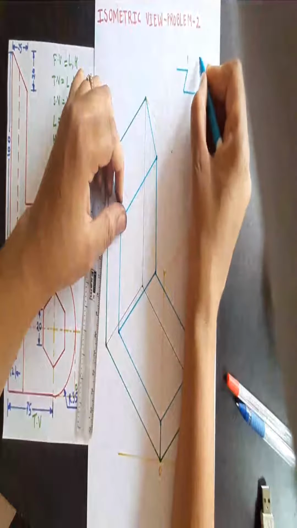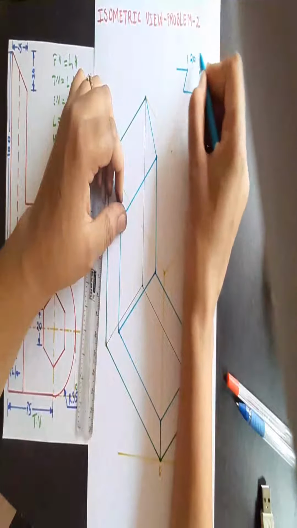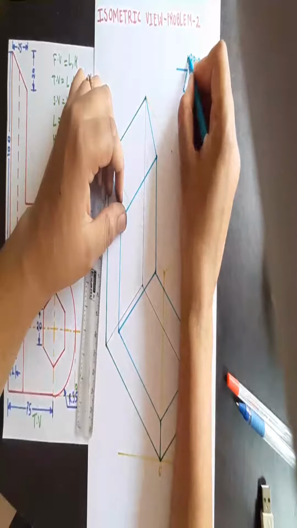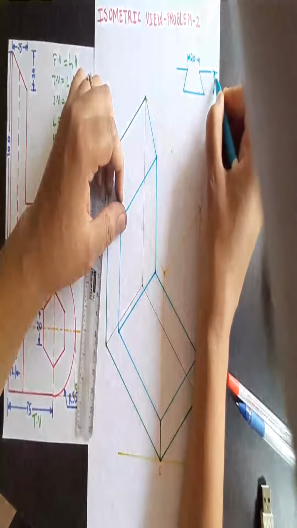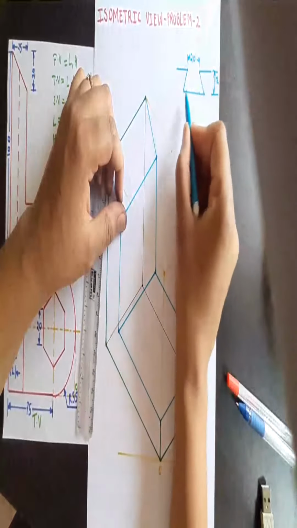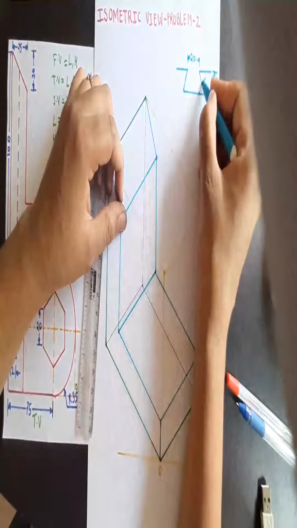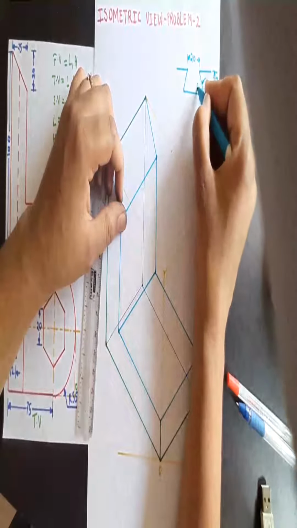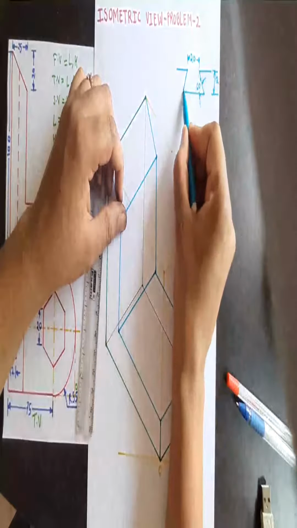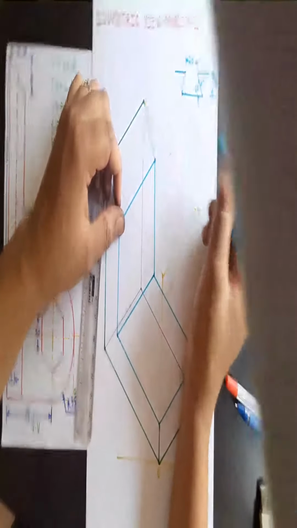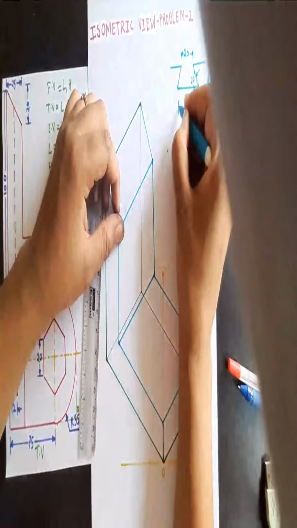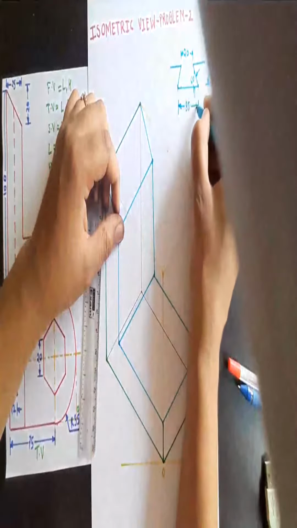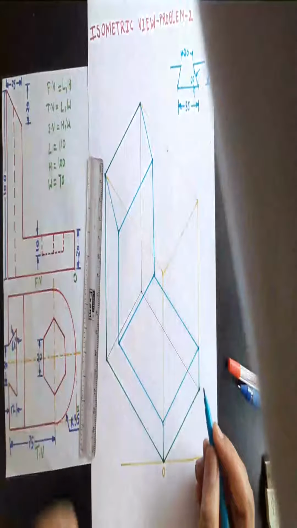So this is your 20 mm. This height is also given as 12 mm. If we measure this, it is 60 degrees. If we measure this distance, it is found to be 35 mm. You can draw and check it. So this is 35 mm.